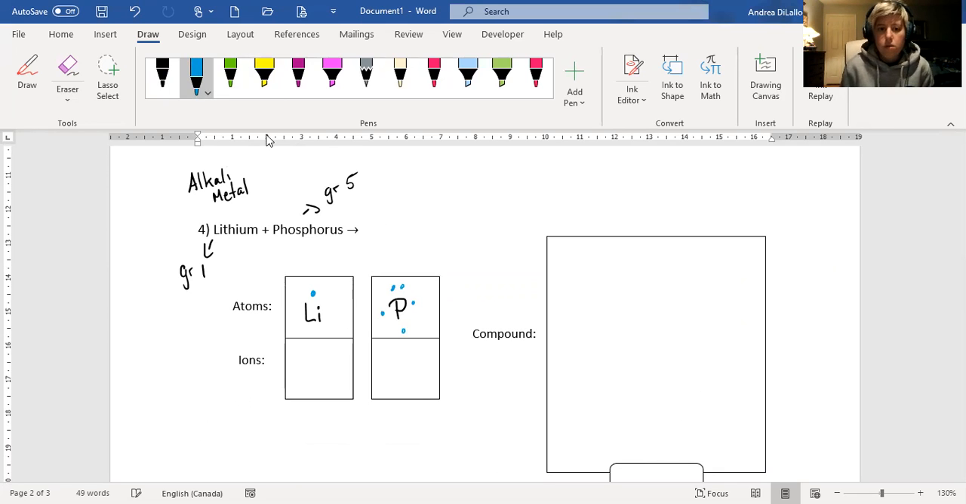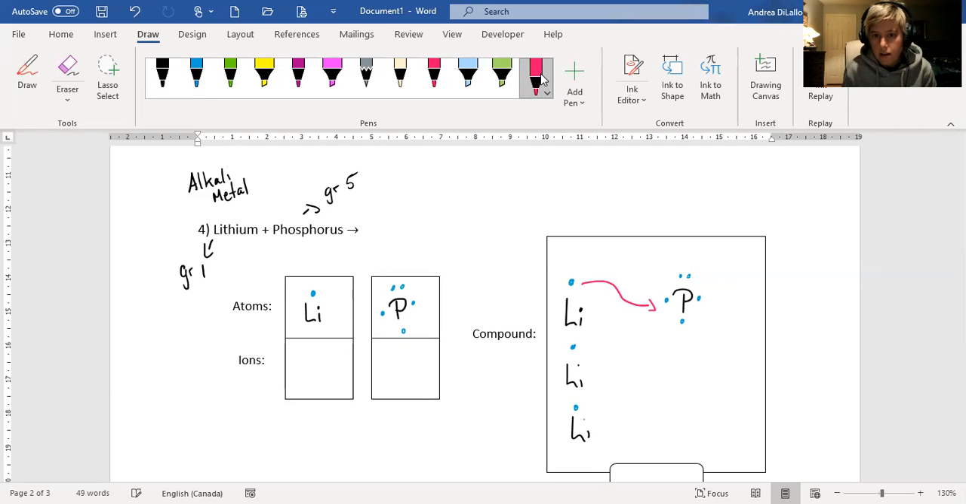So if we're looking at this, we know that we have a lithium and we have phosphorus. Lithium has 1 valence electron that it can give up. So that means lithium only has that 1 valence electron on its last shell that it can give up. Phosphorus has places for 3 electrons. So what has to happen here is that there needs to be 3 lithiums, and each lithium is going to be giving their valence electrons to phosphorus.